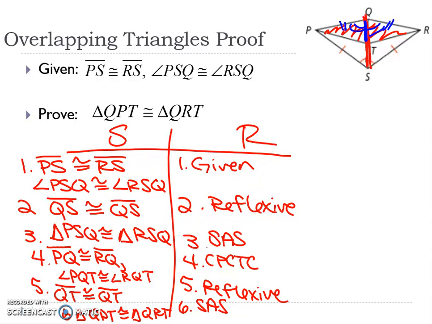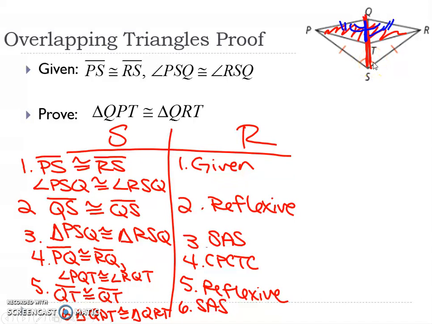Let's take a look at the next proof. We have overlapping triangles here. The given is side PS is congruent to side RS. There's a mark right here. And then angle PSQ is congruent to angle RSQ. Write these two right here.